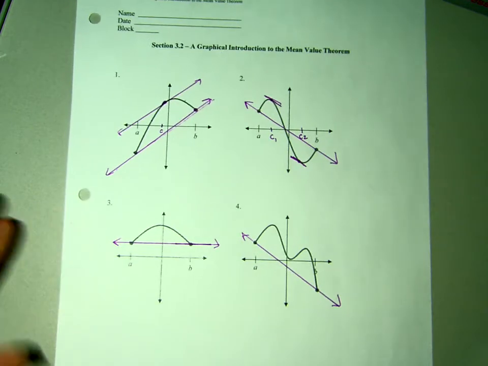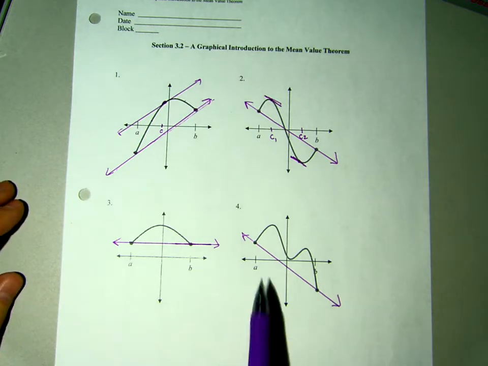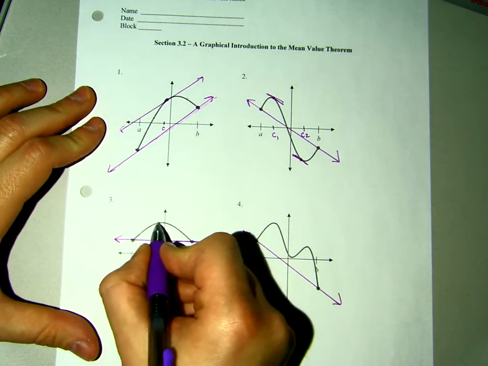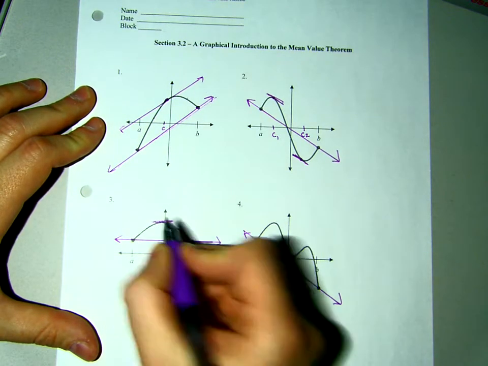I think 3 should be pretty easy. Where is this going to happen in number 3? Quasi? At the maximum, because the slope we're trying to guarantee that occurs is what? What's the slope of that secant line? 0. And where is the slope 0? Well, at a maximum or a minimum. So right over there.